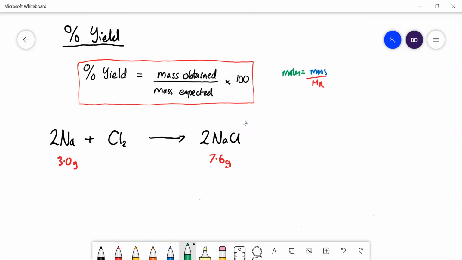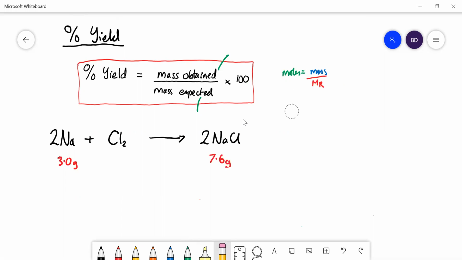Okay, so percentage yield is simply this. When you do a chemical reaction, you put the mass you obtain divided by the mass you expect to get, multiplied by 100. So if you expected to get 10 grams and you only get 5, that'd be 5 over 10 times 100. That'd be a 50% yield, which makes sense.